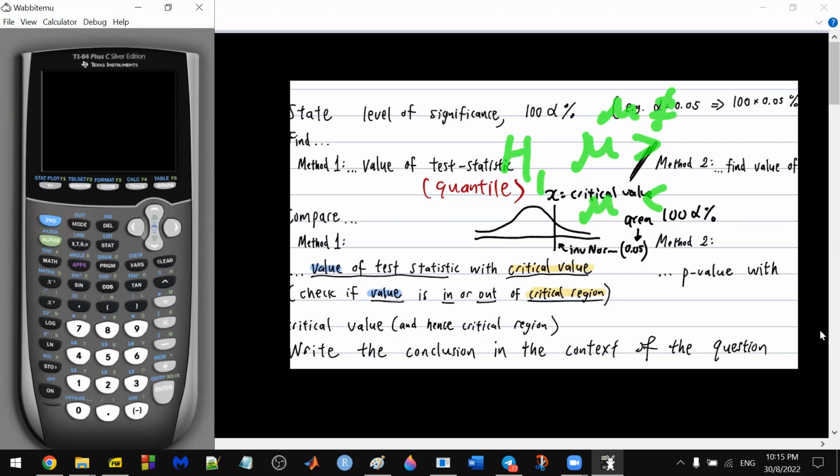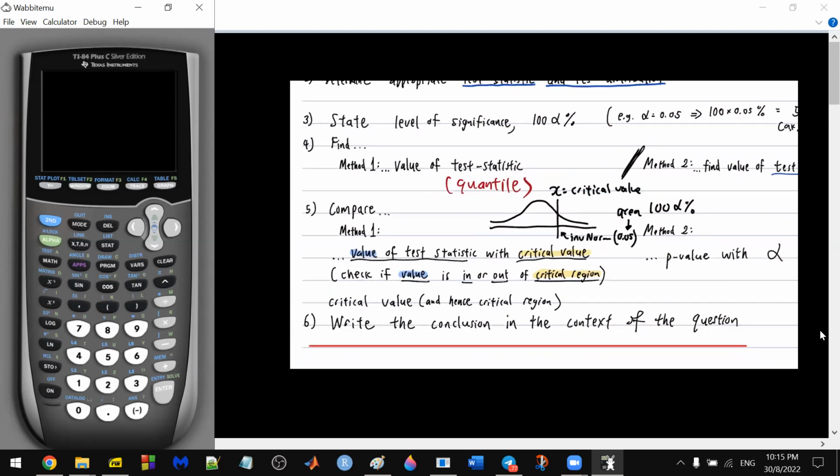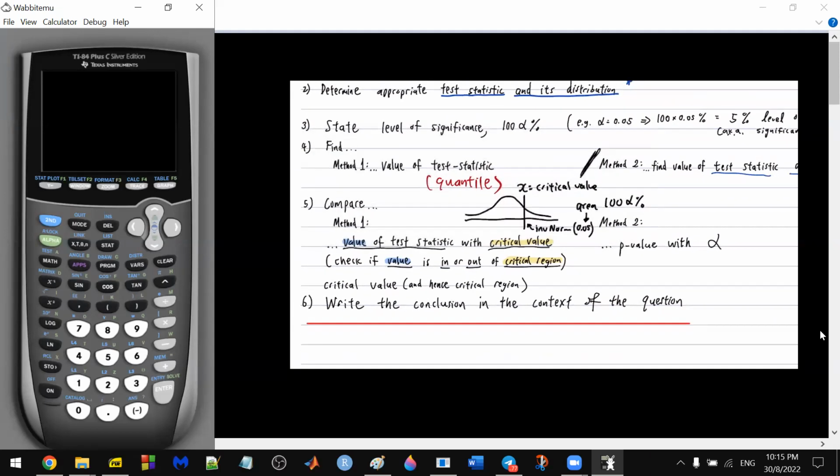Do you know what those things mean? Right tail, left tail, two tail? We'll see later. Press the GC, choose the correct direction. Then that is method 1. So if you're inside a critical region, then do something. Outside, do something else. Compare the value of the test statistic with the critical value.